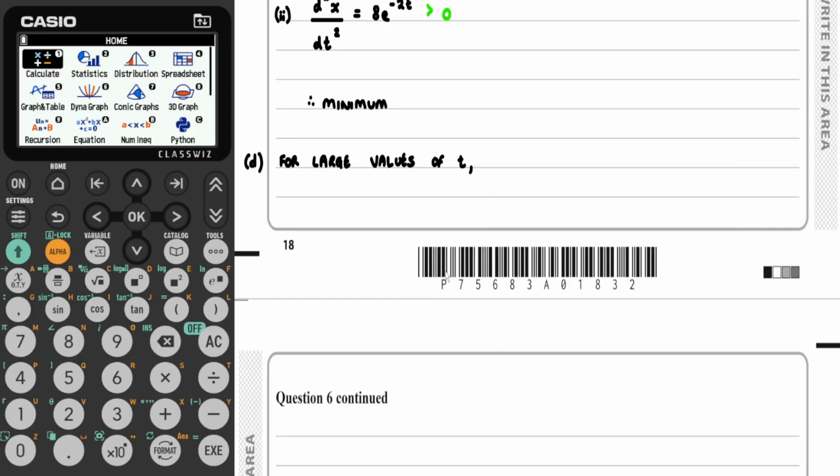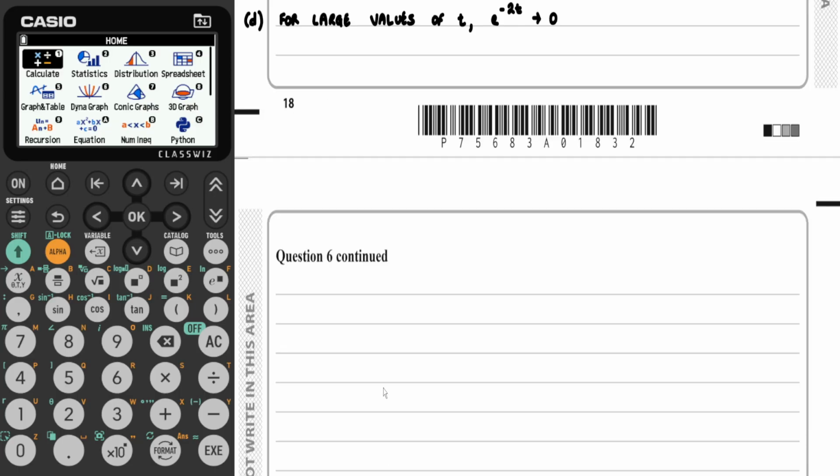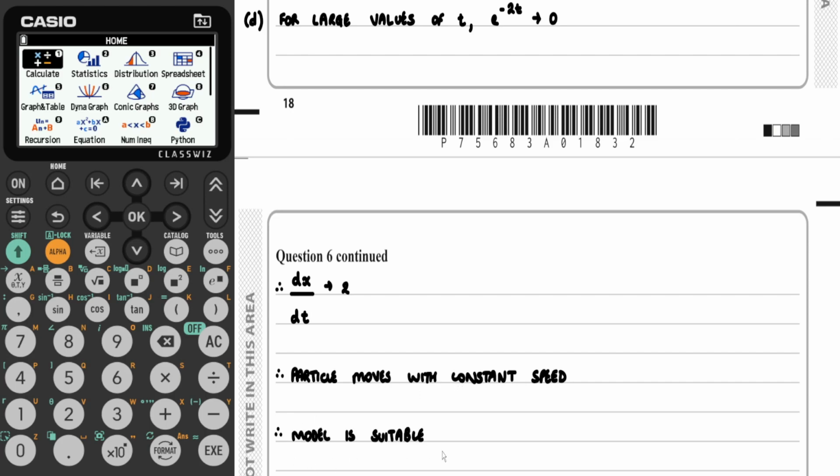Now, as t gets very large, e to the negative 2t tends towards 0. So this term tends towards 0, and then we are left with plus 2. So we have dx over dt tending towards 2. And because this is just a number, it's a constant, that means the particle moves with constant speed, and so therefore the model is suitable.